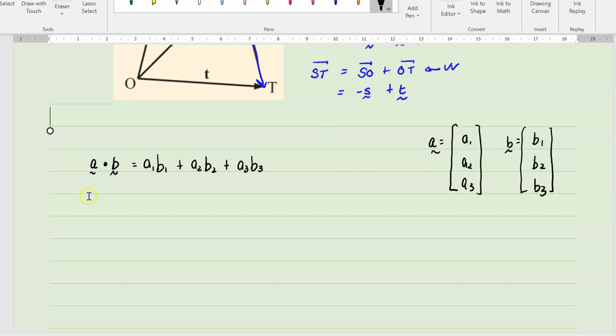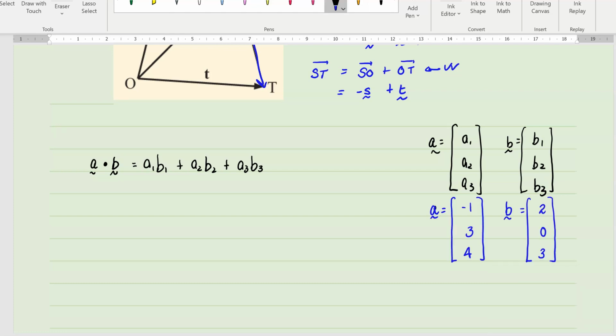So the thing to remember here is with your scalar product, what you're going to end up with is a scalar. That's why it's called the scalar product. So you don't get a vector, you get a scalar. So if we're considering these two vectors here, we've got A dotted with B. That's going to be minus 1 times 2, plus 3 times 0, plus 4 times 3. And we end up with minus 2 plus nothing plus 12, which gives me 10.